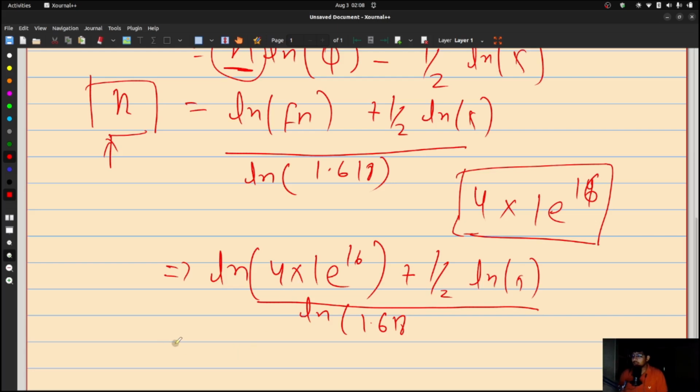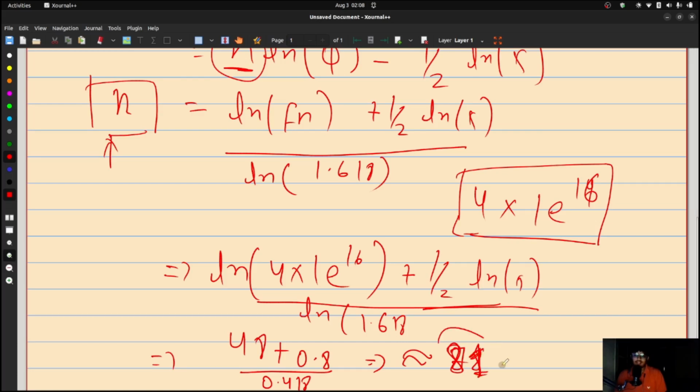Now can I say that this value is how much? ln of 4 into 1e to the power 16 is nearly equal to 48. Plus 0.8, since half of ln of 5 has a value of 0.8. And ln of 1.618 is nothing but 0.418. And if we calculate, we get nearly 78, or basically no, 81. We are going to get 81. Yeah, 81 is going to be the answer.